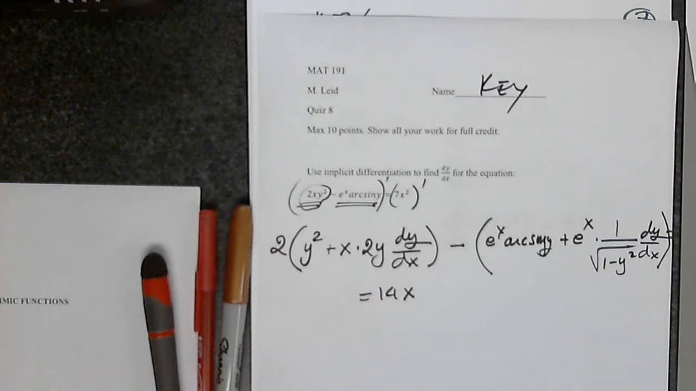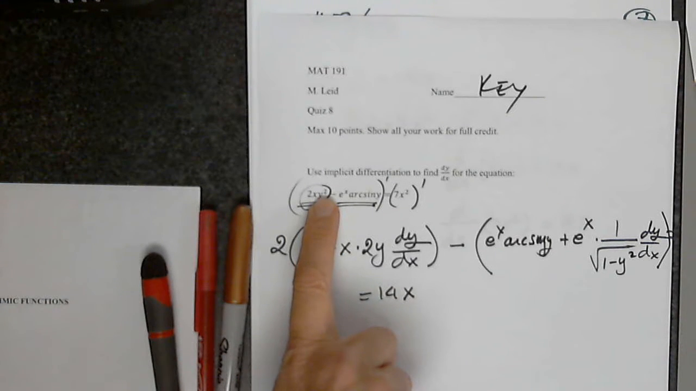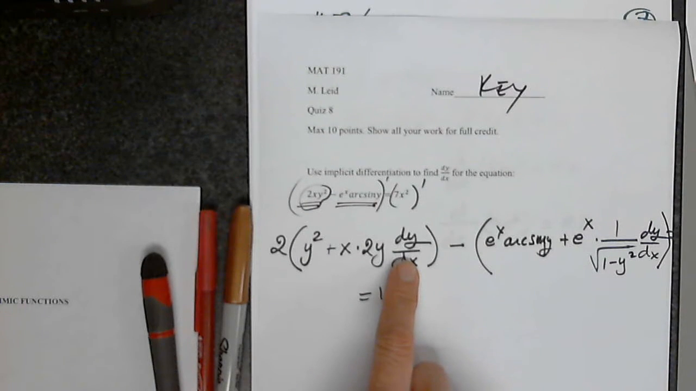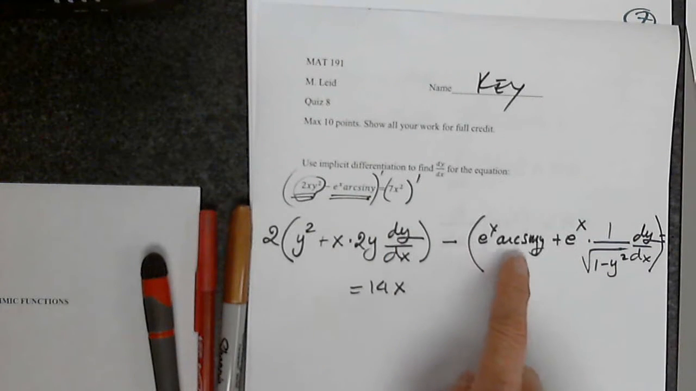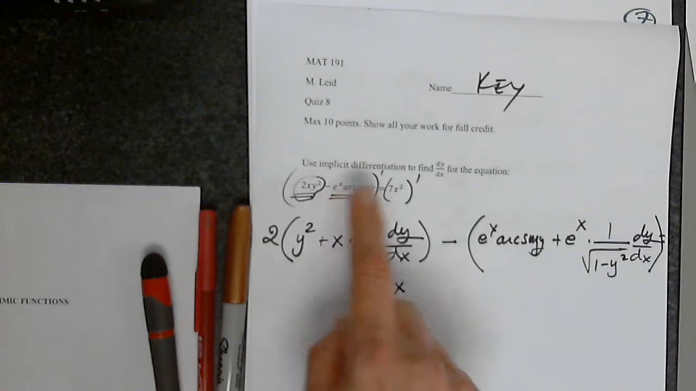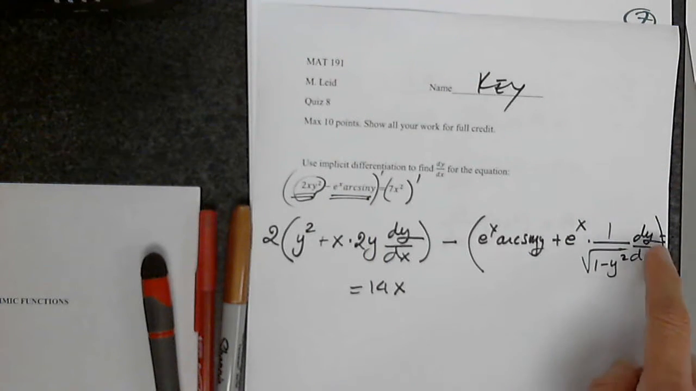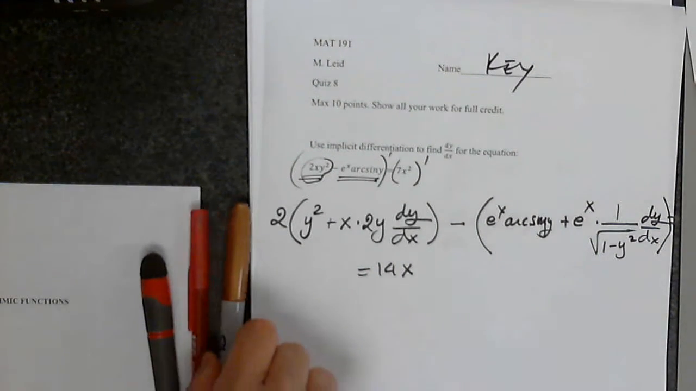Now let's think, is this okay? So 2 is outside. The first function prime is 1 times the second function plus the first function times the second function prime. We just had that a few minutes ago, right? Y squared prime is 2y dy over dx. Then I'm here with minus. E to the x prime is e to the x times arc sine y plus e to the x times arc sine y prime, 1 over the square root of 1 minus y squared dy over dx. And the right-hand side is 14x. Is this clear? Are we okay so far?